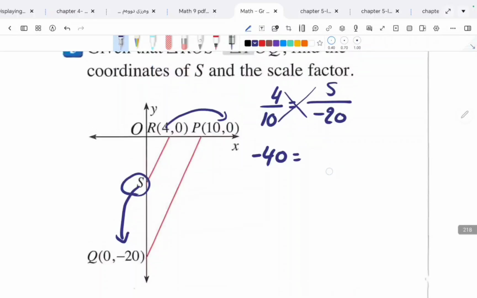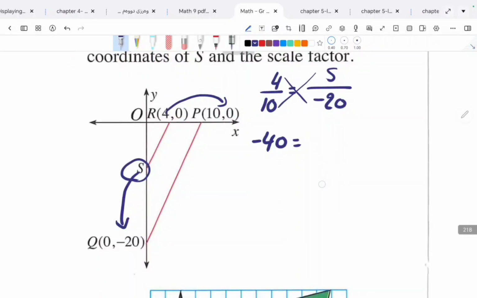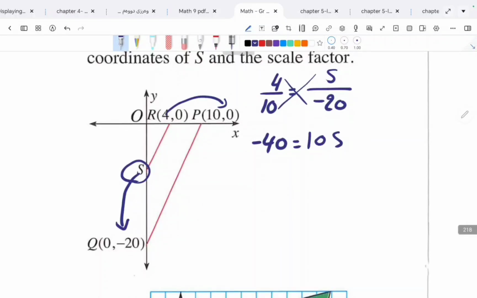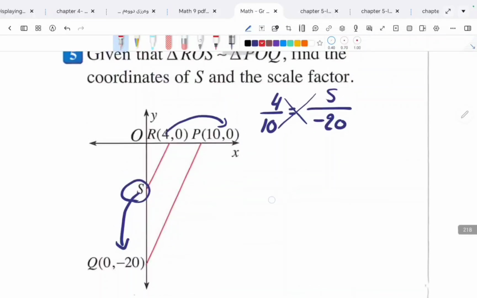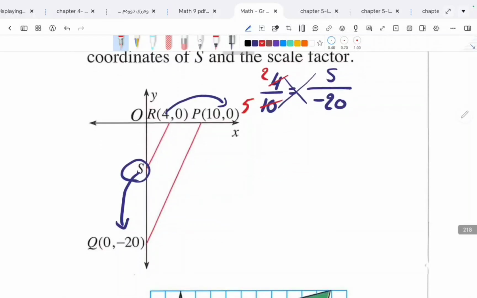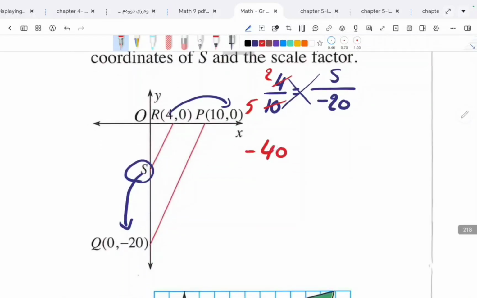Sorry, s times 10, it will be 10s. Or you can use simplify before you start. For example, divided by 2, it will be 2 out of 5. So it will be negative 40 out of, sorry, is equal to 5 times s, 5s.